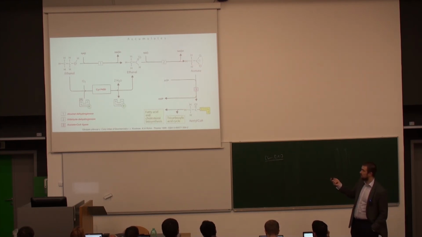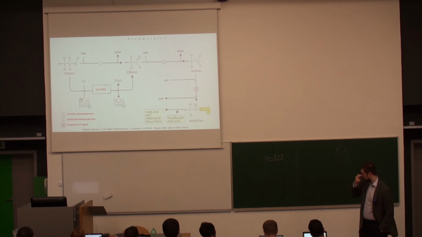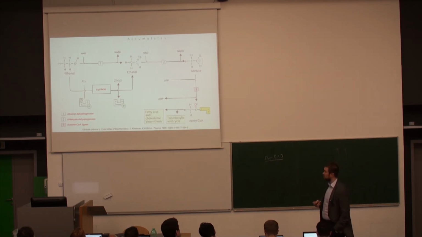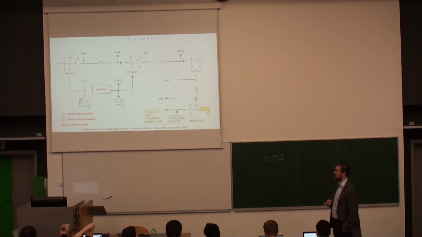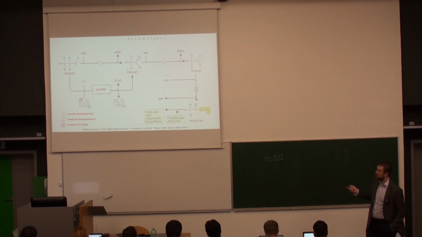And then, since here you have acetate, the easiest thing you can do is to bind coenzyme A to it, and you will form acetyl-CoA. The enzyme is called acetate or acetyl-CoA ligase. That means the enzyme that forms acetyl-CoA, and of course you have to pay for it with ATP.